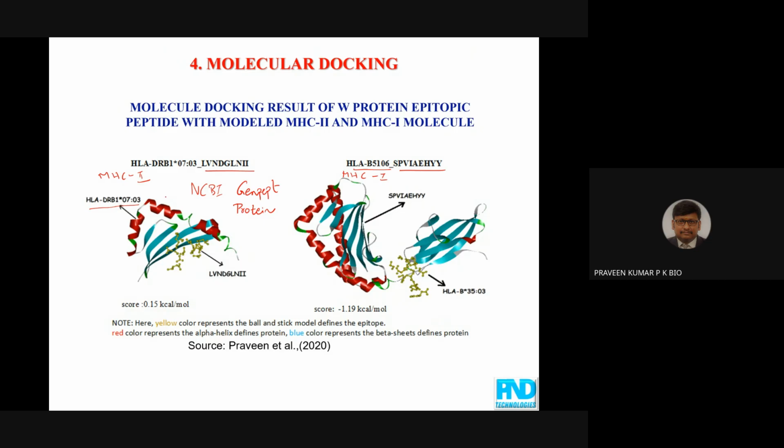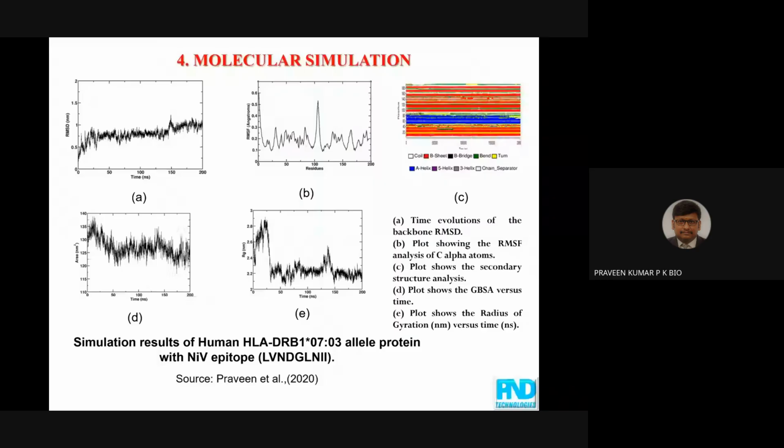If you see the score, we got something like 0.15 kilocalorie per mole here. Here it is minus 1.19. According to the significance of results I mentioned for chemical compounds, it should be minus 6 and below. But here there is no restriction. Whatever scores you get finally after docking the peptide with the protein, you can show it. There won't be any problem. Now this is related to the MD simulation done after docking. Whatever docked complexes we got, we tried with the MD simulation.